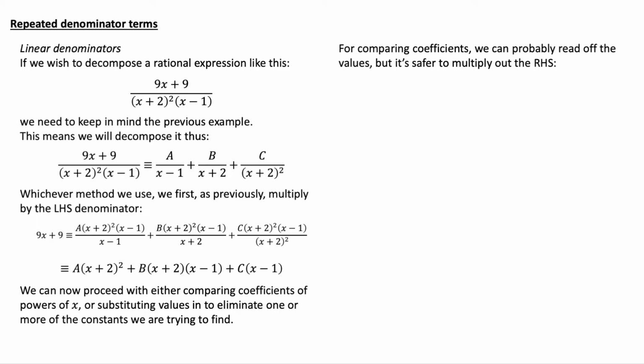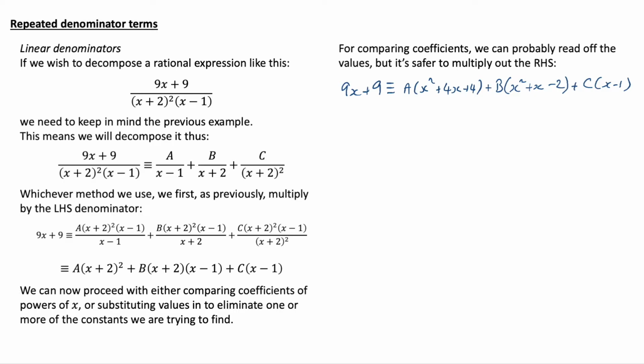multiply out. x plus 2 squared is x squared plus 4x plus 4, so we could say for the x term we're going to have 4x in the brackets, therefore 4a. But actually it's much safer just to multiply it all out, and then you can read them off nice and easily. So this gives us 9x plus 9 is the same as a times x squared plus 4x plus 4, which is x plus 2 squared.